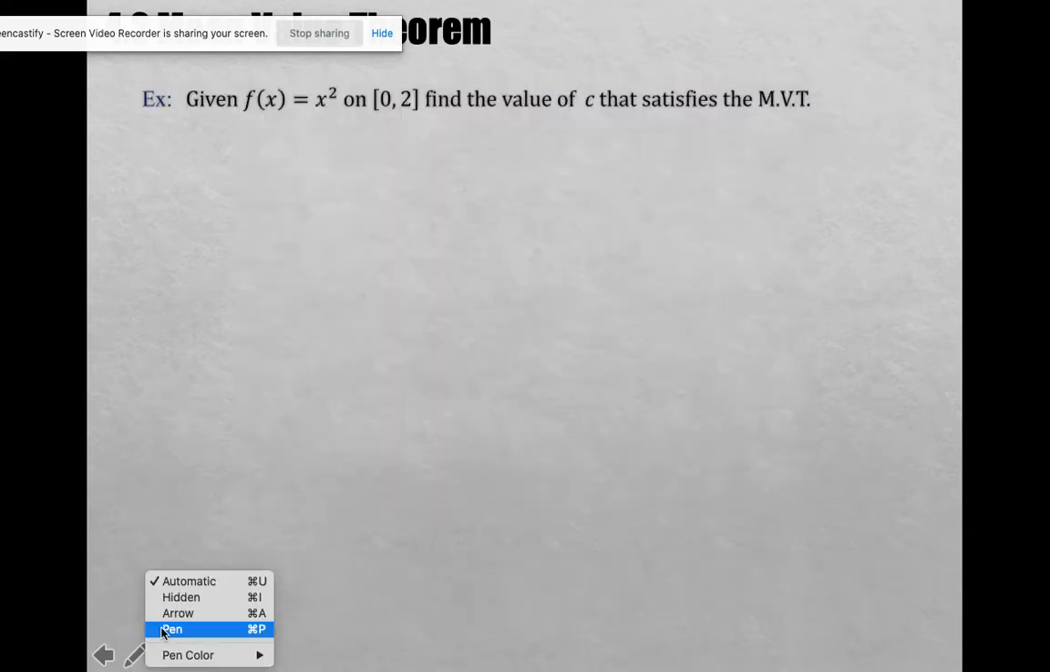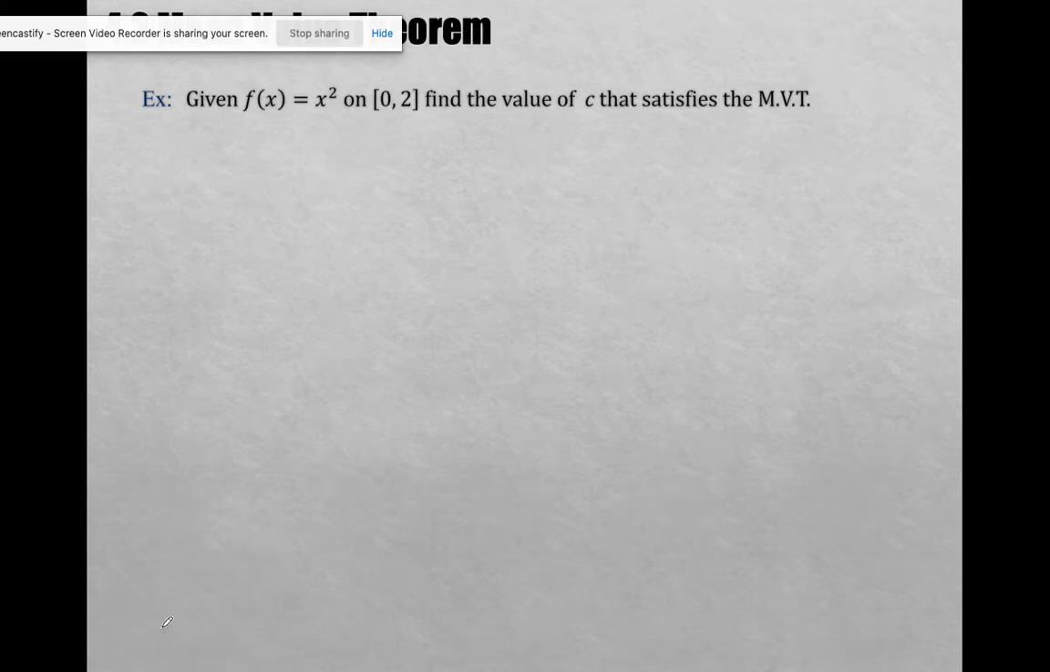So this is a very traditional mean value theorem problem, one that you'll find in your book, right? Given a function, find the value of C. So what am I trying to find? A domain value. But I need to satisfy the mean value theorem. So if they ask you that, make sure you state that. So what am I going to say?